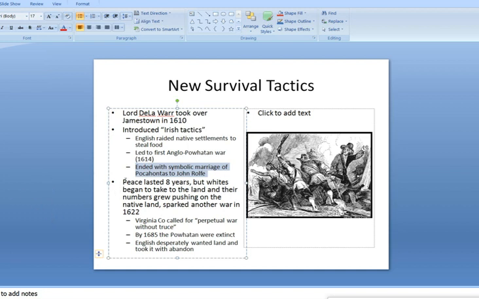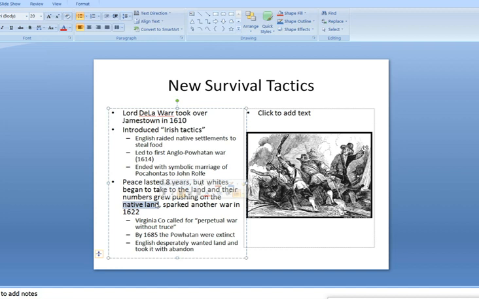All right, the peace is going to last for 8 years, but the whites are going to become ever more plentiful, and as more and more people come, they're going to start taking more land, more native land. This is going to be the story all throughout American history, especially the early part of American history. Okay, white people come, white people take land.